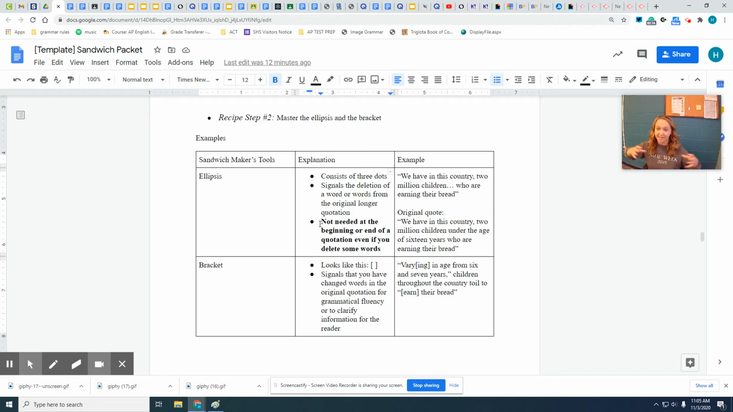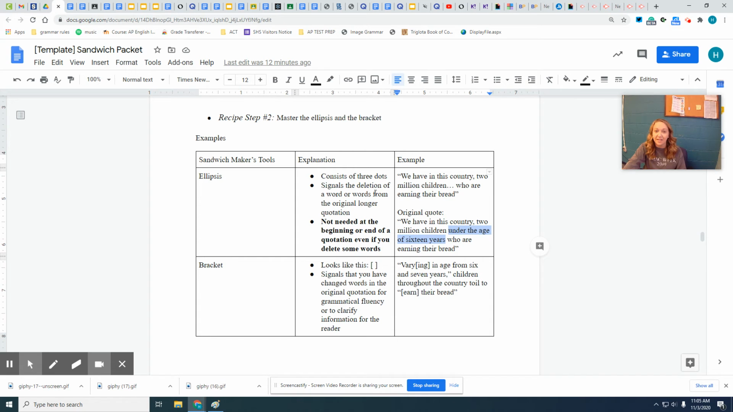So let's say you take a sentence and you want to focus in on like 2 words in the sentence. You don't need to put ellipses before or after to say that you only took a chunk, okay? You only need ellipses if you are taking out words in the middle of a quote that you're using, like this one. "We have in this country 2 million children, [...] who are earning their bread," okay? The original quote was children under the age of 16 years who are earning their bread. They took out this part.